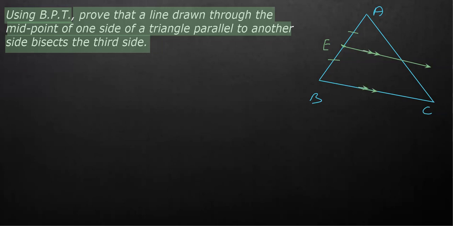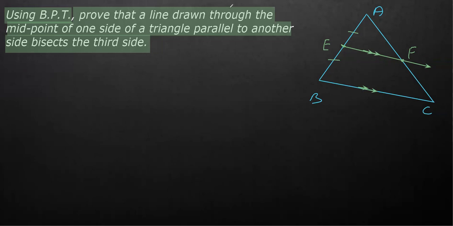Then what we have to prove is that wherever it is intersecting the other line, that means AC or the other side, it will bisect it. That means, say, if it is point F, we have to prove that F is the midpoint of AC. In short, we have to prove AF is equal to CF. That's what we have to prove.